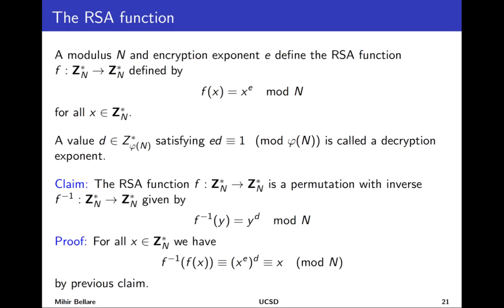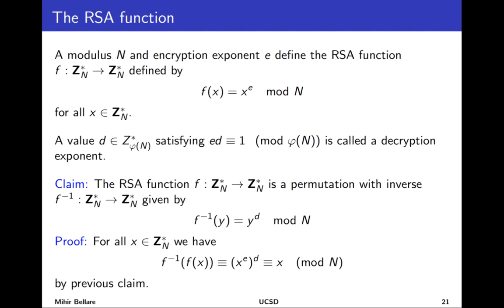Okay, why have we done this? Because we have created something where we have one operation to encrypt and a different operation to decrypt. So let's define a function f parameterized by a choice of n, which we call the modulus, an integer, and another integer e we call the encryption exponent. And the function maps from Zn star to Zn star and is defined in a very simple way.